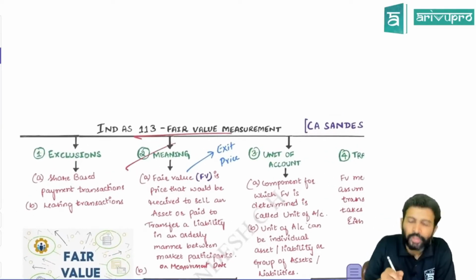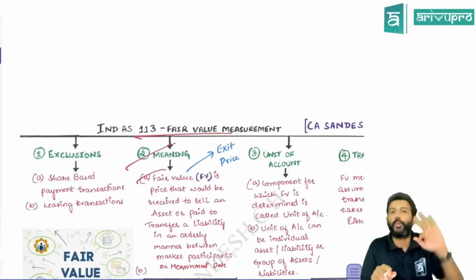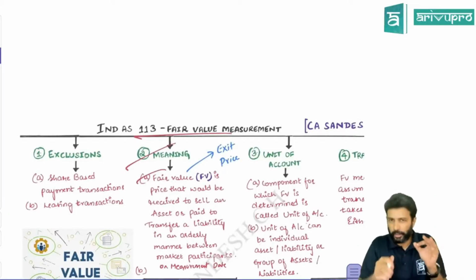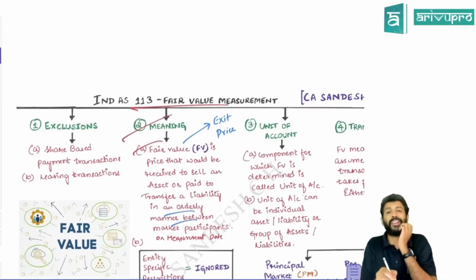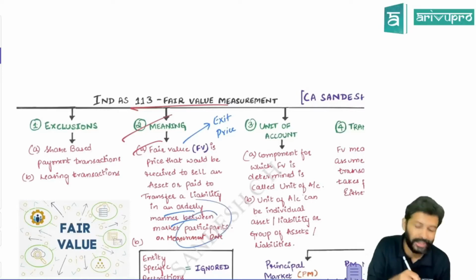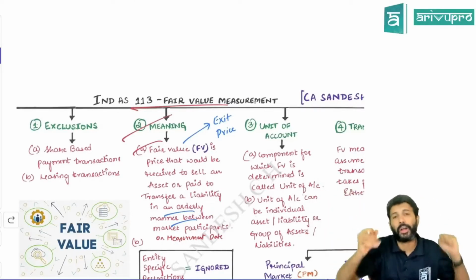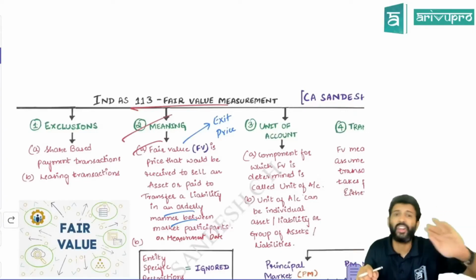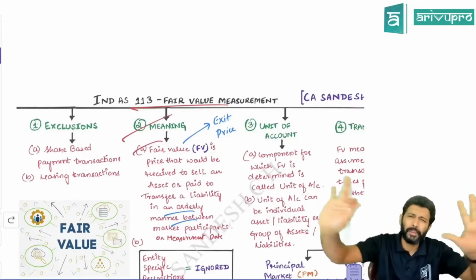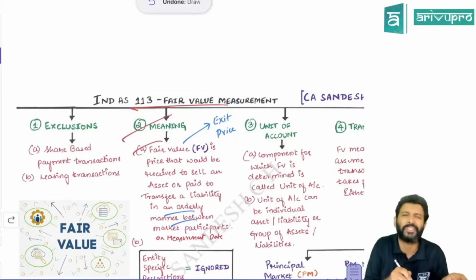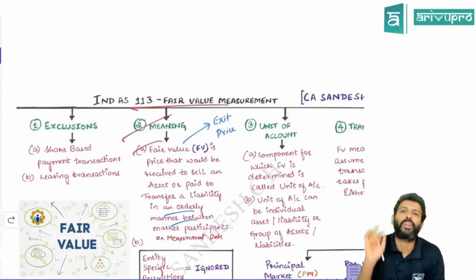So fair value is basically the amount received on sale of an asset or the amount paid to settle a liability in an orderly transaction between market participants on a measurement date. So fair value is basically the amount received when you sell an asset or the amount paid to transfer a liability in an orderly transaction between market participants on a measurement date. In layman terms, fair value is nothing but the exit price, to sell an asset or to settle a liability. So fair value we're talking about is the exit price.